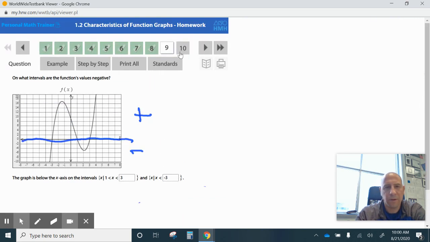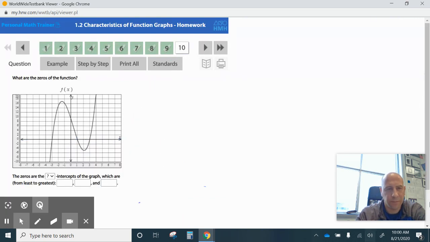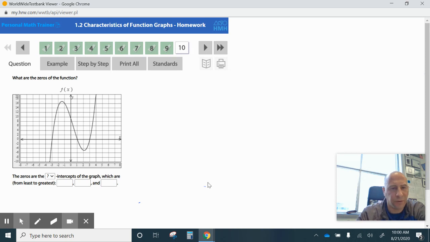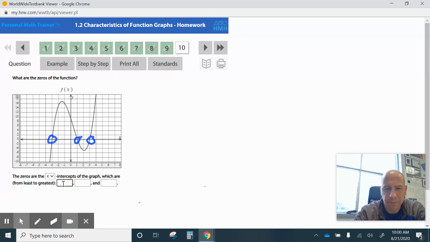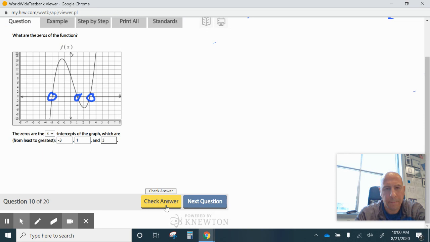Correct? All right, let's look at question number 10. What are the zeros of the function? Zeros are the x-intercepts, and they are these points right here. So this one, and this one. Okay, so x is -3, x is 1, and 3. Answer correct.